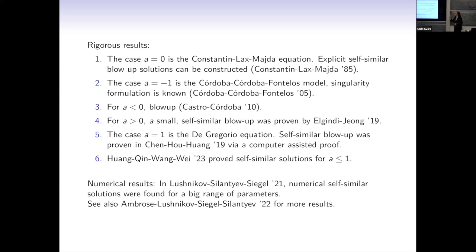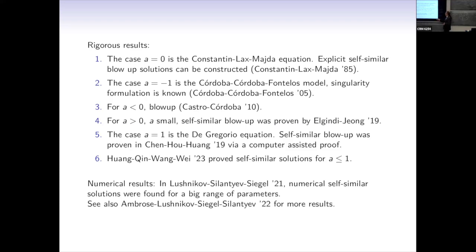Castro and Cordoba proved that if you take a negative, there is blow-up. If you take a positive, but very small, perturbing from the case a equal to zero, Jia and Jong constructed self-similar blow-up, and recently a equal to one, and then later a smaller or equal than one, was also proved to blow up in a self-similar way, the former by Chen, Hou, and Huang, and the latter by Huang, Qin, Wang, and Wei.